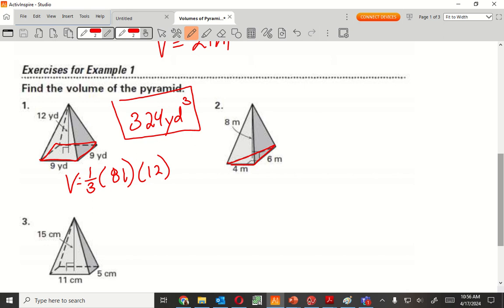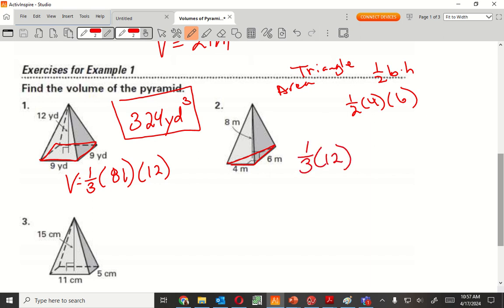Number 2, this one right here is slightly different because the area of a triangle is 1/2 base times height. So that's going to be 1/2. My base is 4. My height is 6. So that's going to give me 12. So it's 1/3 times 12 times my height, which is 8. 32.